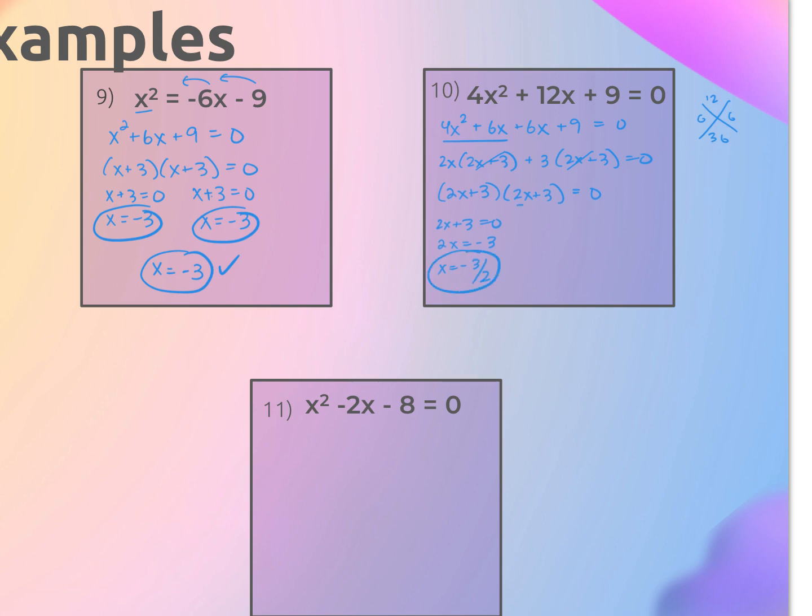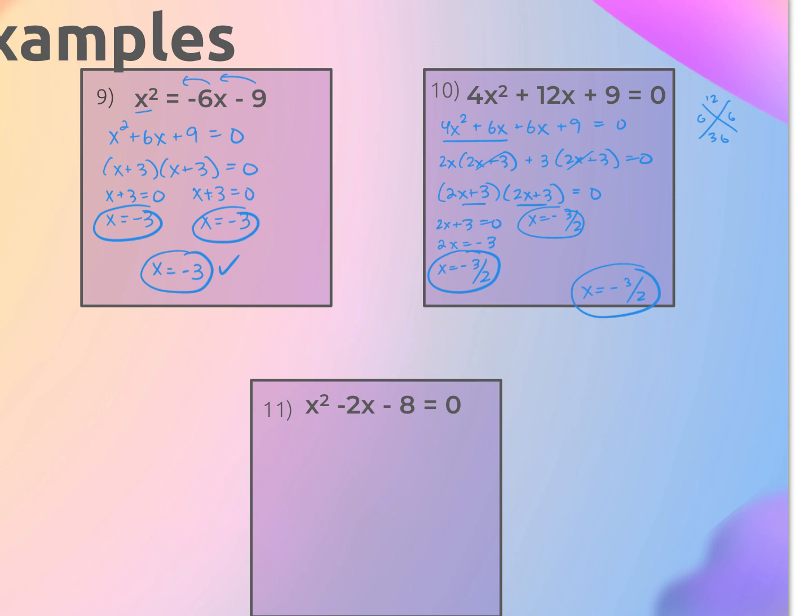Now, because this is the same, I know that I have this solution also again, negative 3 over 2. So again, my solution is just a single solution, negative 3 over 2. It does have multiplicity. It does show up twice, and it will end up affecting the graph when I go to graph it. But again, I'll show you that another day.